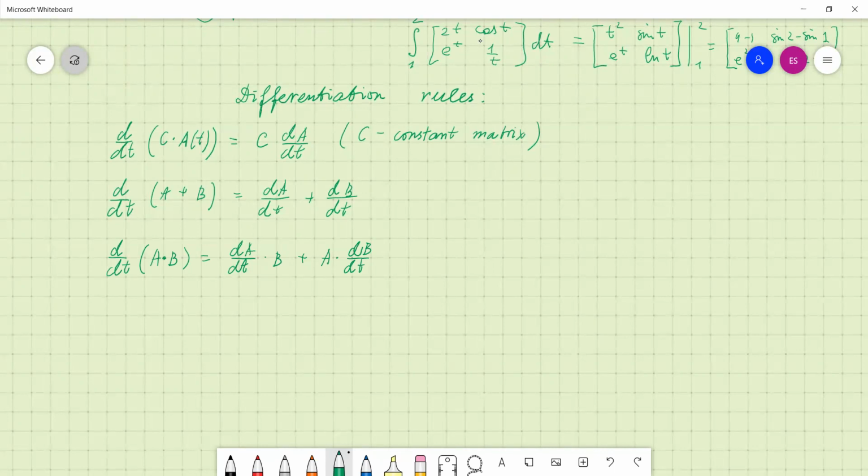Okay, so I'm going to write down in parentheses to keep the same order of A and B in products.